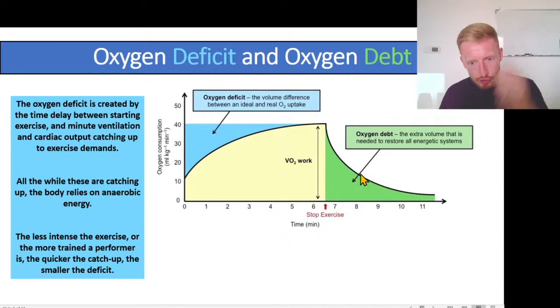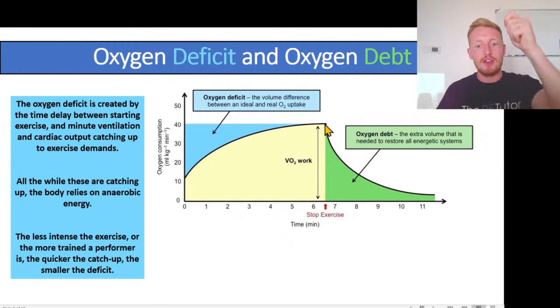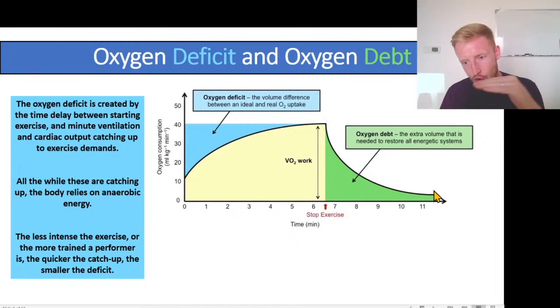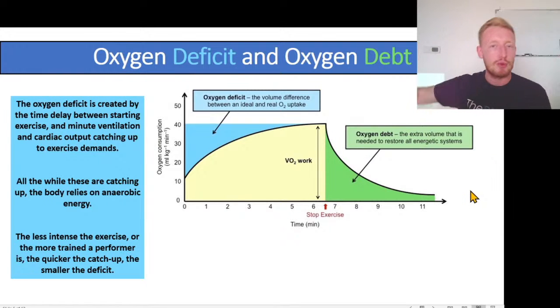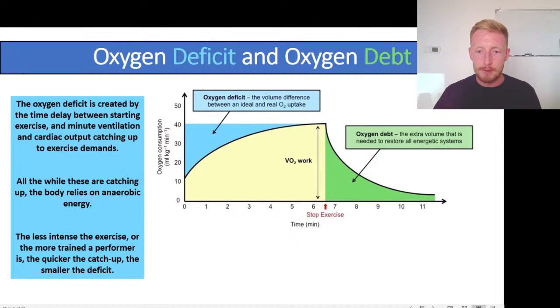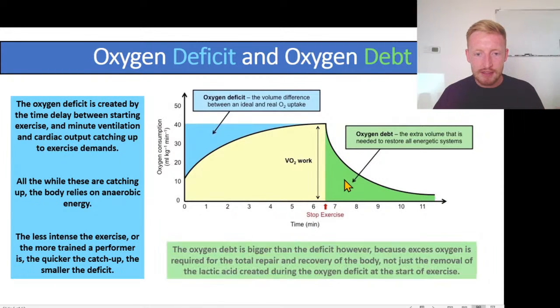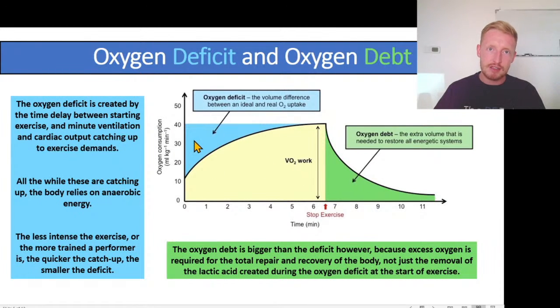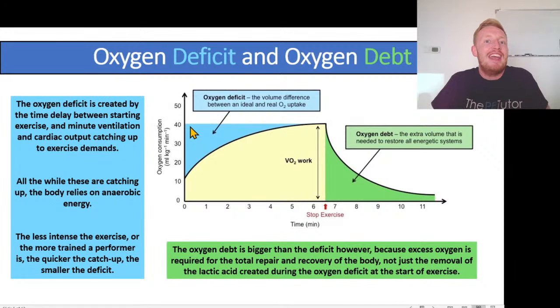Heart rate would come crashing down, respiratory rate crashing down, and then it gradually levels off, and that's when you would move into the slow stage, which we're not too concerned about at this point. So this green segment here is largely in place to pay off the deficit which we had at the start, so we're repaying our oxygen debts. So the oxygen debt is bigger than the deficit, however, because excess oxygen is required for the total repair and recovery. That's what I was saying there about the slow stage.